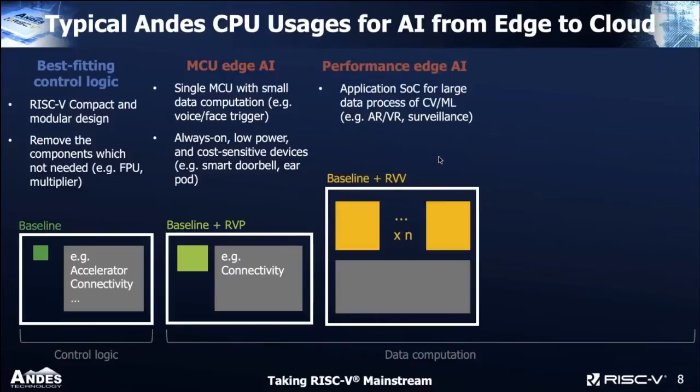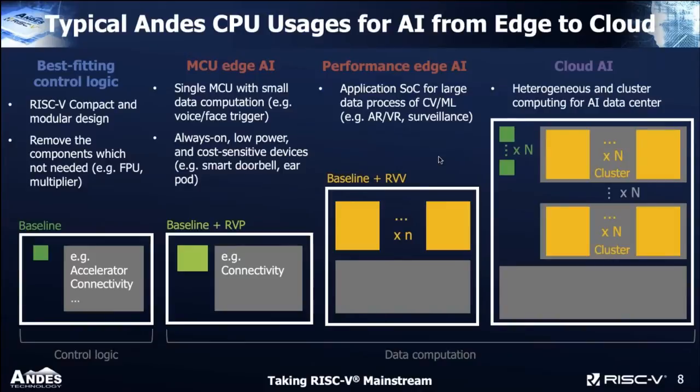Moving up, we could implement a vector processor. The nice thing is the vector processor now adds significant performance capability to the processor. Perhaps applications like AR, VR, surveillance, and real-time image processing become possible. And ultimately, you could have a cloud or data center application where you might have many heterogeneous processors, some control, some signal processing, some vector enabled in a multi-cluster configuration for AI data center applications.